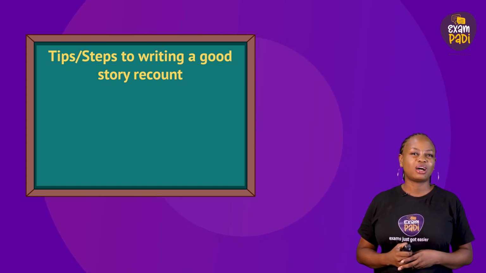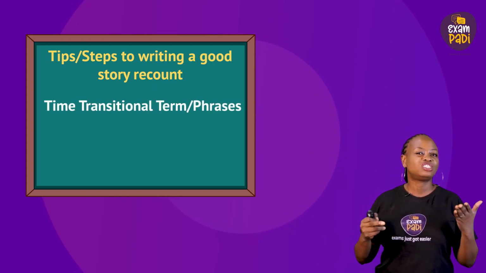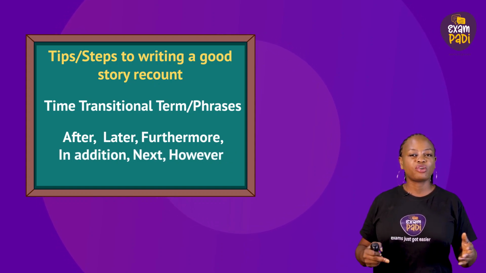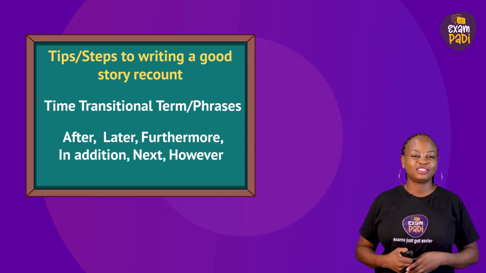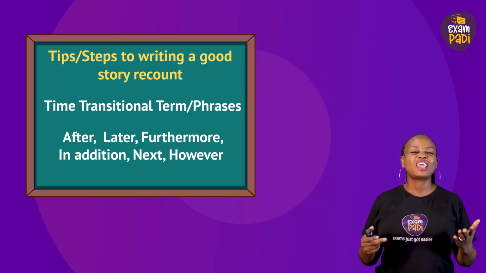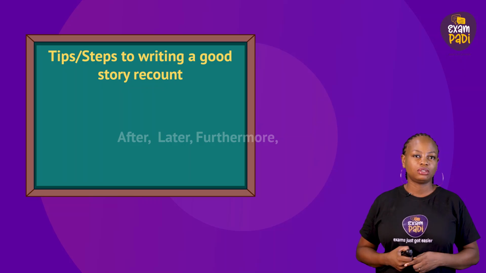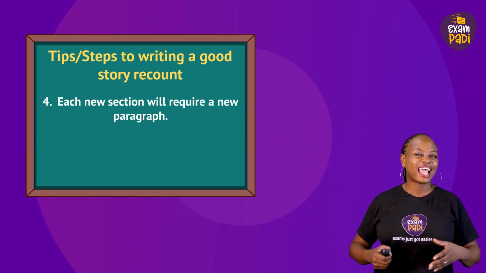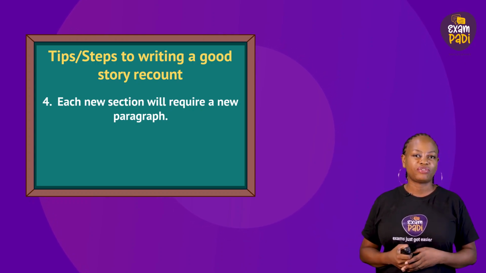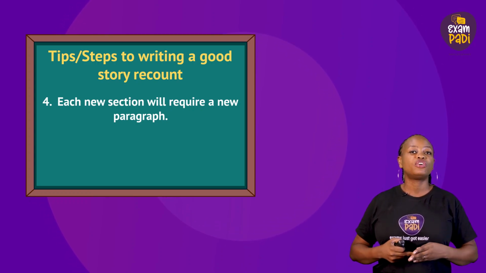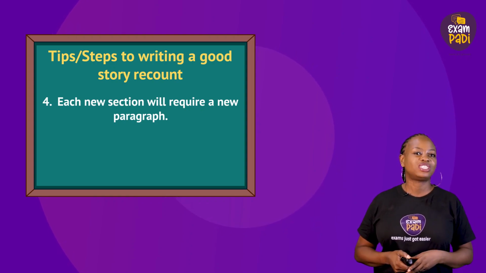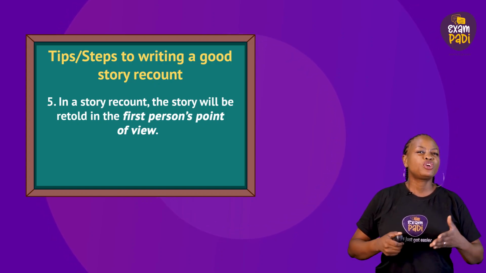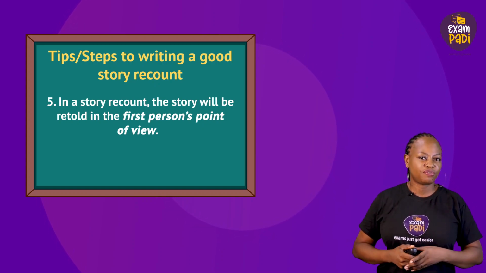While writing a story recount, use a variety of time transitional terms and phrases like after, later, furthermore, in addition, next, however, and so on to keep your audience engaged throughout. Avoid using "and then." 4. Each new section will require a new paragraph. You can work with the structure of a recount writing mentioned in our previous video. 5. In a story recount, the story will be retold in the first person's point of view.